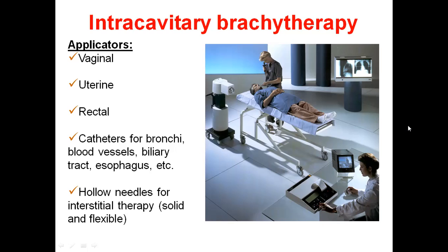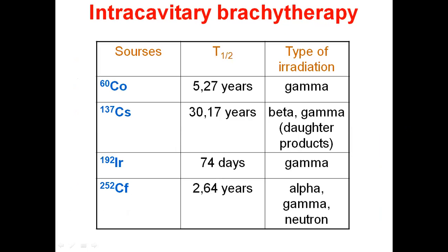Intracavitary brachytherapy uses vaginal, uterine, rectal applicators, catheters for bronchi, blood vessels, biliary tract, esophagus, and so on, for all organs which have cavities. It may also be delivered by hollow needles for interstitial tumors. Hollow needles may be solid and flexible. Gamma ray sources are more suitable for high-dose intracavitary brachytherapy. The most commonly used are cobalt and iridium, which have the same emission spectrum. Sources of iridium, due to its short half-life, must be changed every 3-4 months, while the source of cobalt can be effectively used for 5 years.